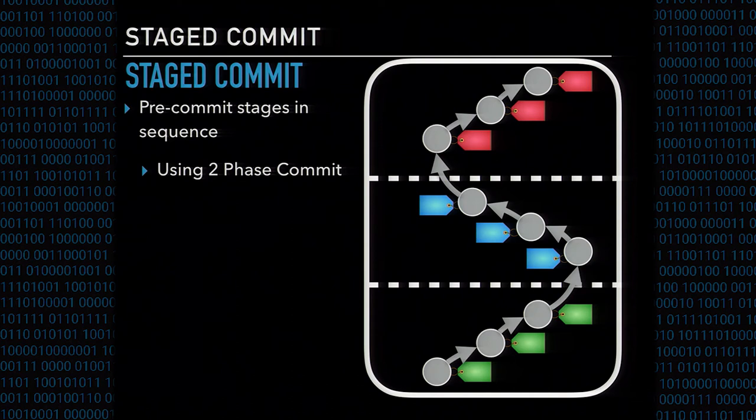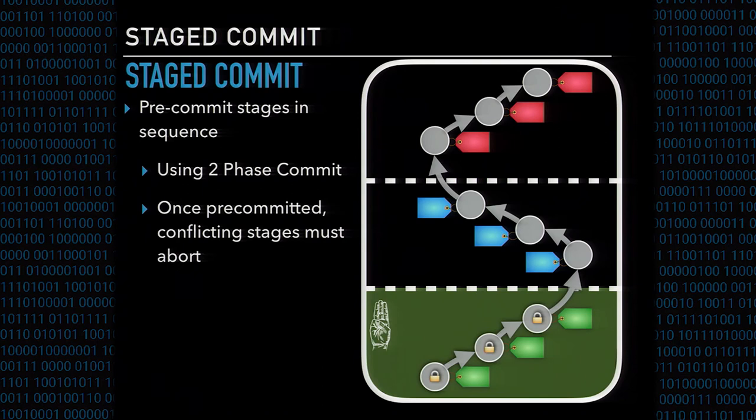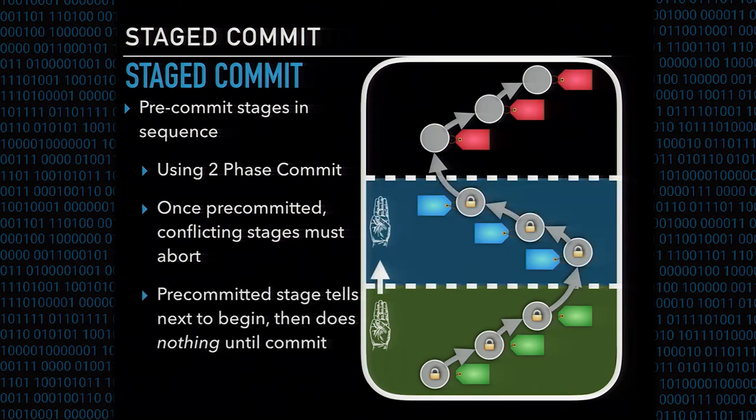But when two-phase commit finishes on each stage, we don't call it committed, we call it pre-committed. A pre-committed event will eventually be committed, but until then, every other transaction that's trying to schedule anything that conflicts with it will have to abort and try that stage again. Once a stage is pre-committed, two-phase commit will run for the next stage, and that pre-commits, and so on. When each stage tells the next that it's done pre-committing, it knows that it will eventually receive a commit from the next stage. Until then, it just waits, and all events stay pre-committed.